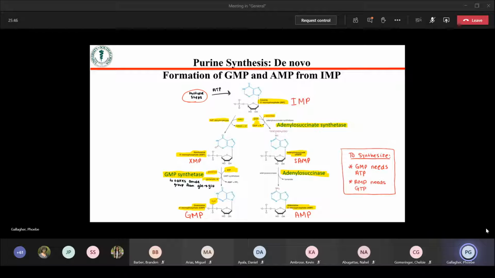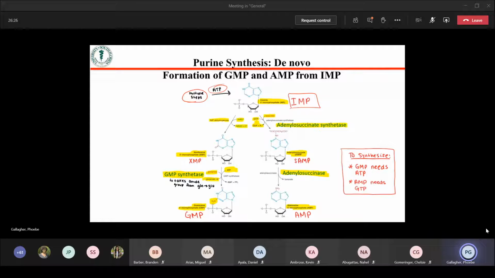Okay, so we make IMP following those multiple steps. Sarah, do we need to know the structures? No, you don't need to know the structures. You just have to understand the components of it. You've got your phosphate, you've got your ribose, and then you've got your base. That's it. Just know the names, essentially. Okay, so here you've got your IMP, which is made following the multiple steps. In order to make IMP, you do need ATP, so have an idea as to the importance of ATP in making IMP. Then from there, you can make either GMP or AMP.